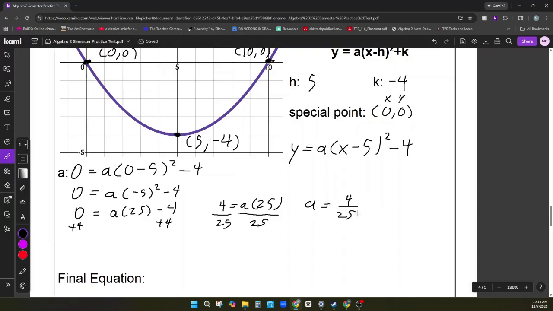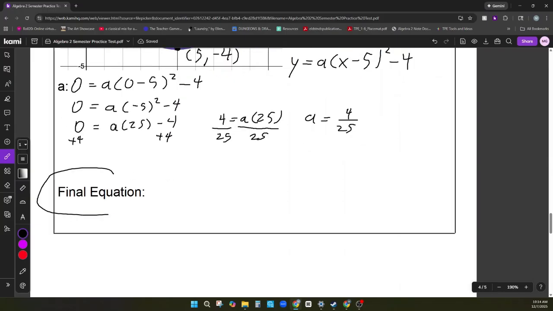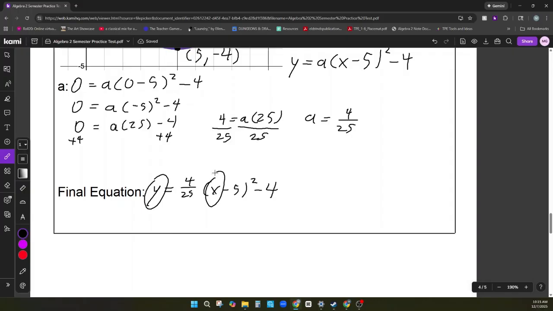Now, as far as calculations are concerned, you are done. But in order to get this question correct, you must write your answer in its final equation form. You must fill in all missing variables. So we're going to start this in as y is equal to 4 over 25 times x minus 5 squared minus 4. And again, I don't need to worry about y and x. Those are parts of my vertex form. Those are going to stay as variables, but I need to make sure that my a, h, and k are all solved and accounted for. And this is your final answer.